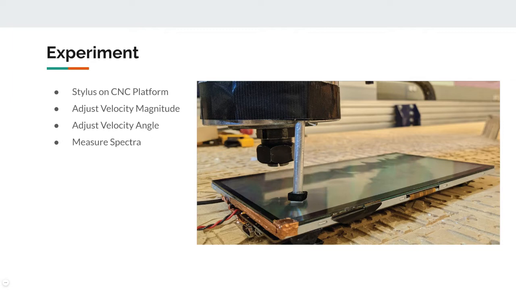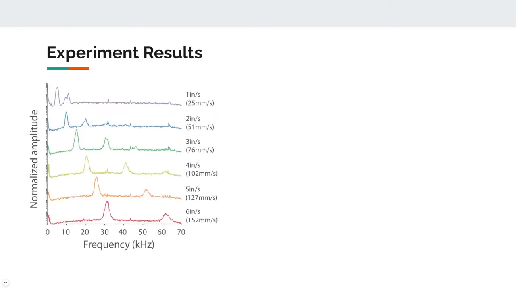To understand how movement affects the spectra, we conducted a controlled experiment with a stylus driven by a CNC platform. We adjusted the velocity magnitude and velocity angle and recorded the spectra of vibrations. The left side shows what happens when we increase the linear velocity along the horizontal axis. We see a primary peak in the spectra, which literally corresponds to the velocity divided by the wavelength, 5 microns. For instance, 102 millimeters per second divided by 5 microns is just over 20 kilohertz, and that's where we see the primary peak.